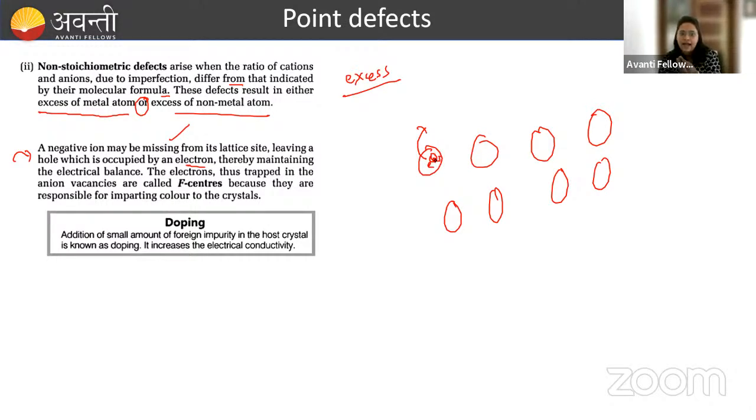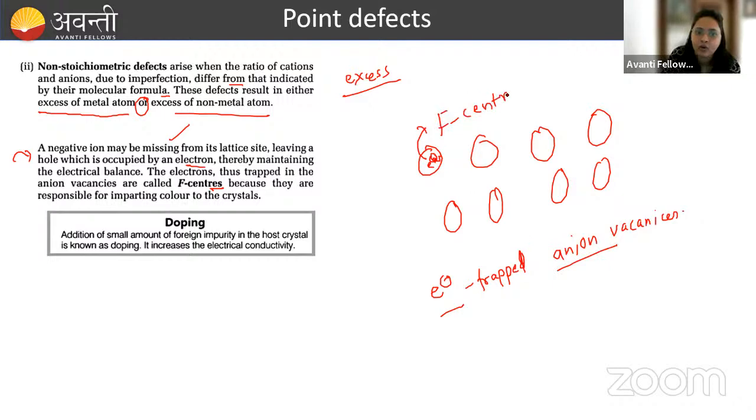So this electron thus trapped in the anion vacancies is called an F center. Such electrons are trapped in anion vacancies: the anion had gone from there, and in its vacancy the electron got trapped. That's why such sites are known as F centers. They are known as F centers because they are responsible for imparting color to the crystal. Yesterday only we have seen that NaCl shows F center, and it shows yellow color, right? So when an F center is formed, it means the electron is getting trapped into the anion vacancy.